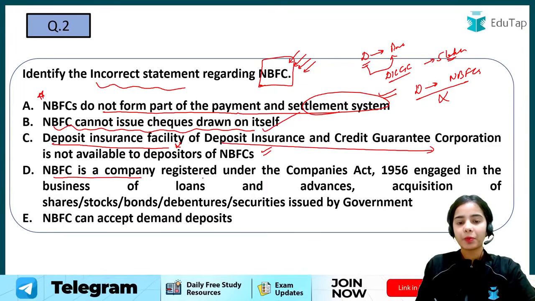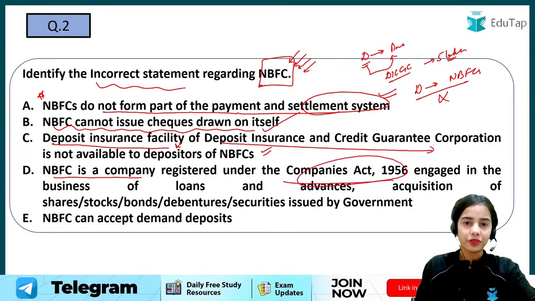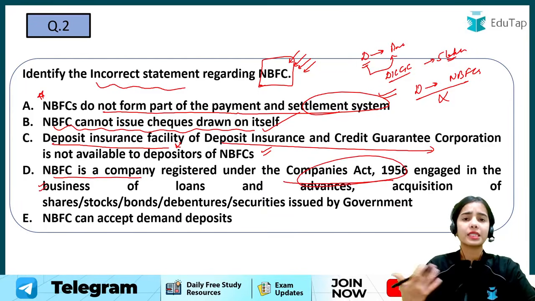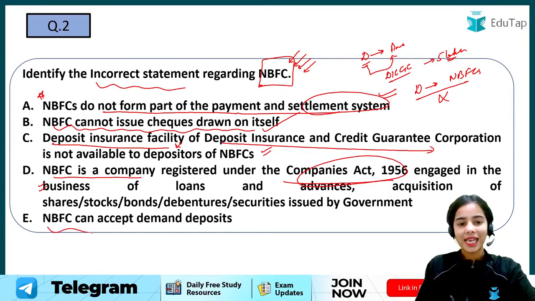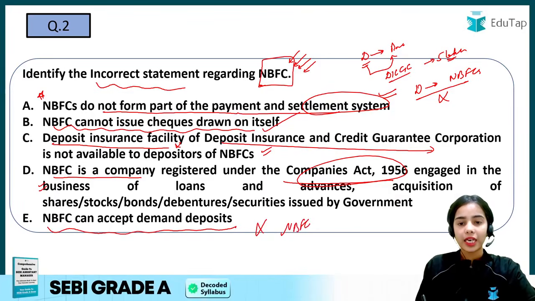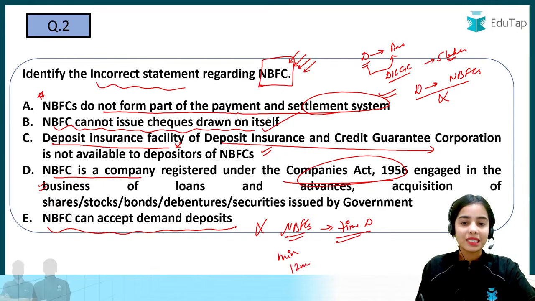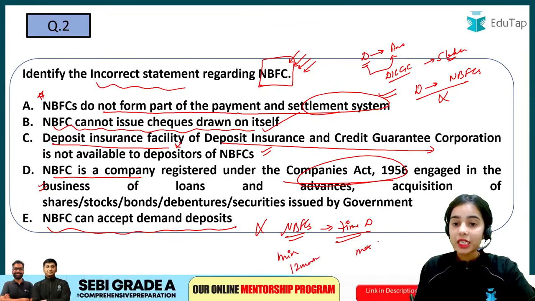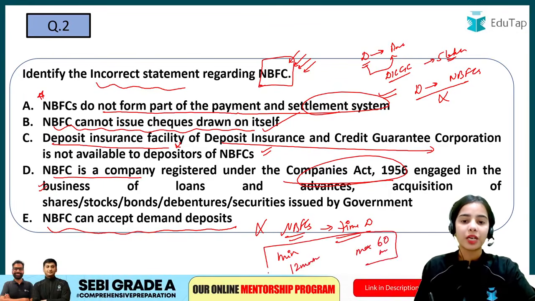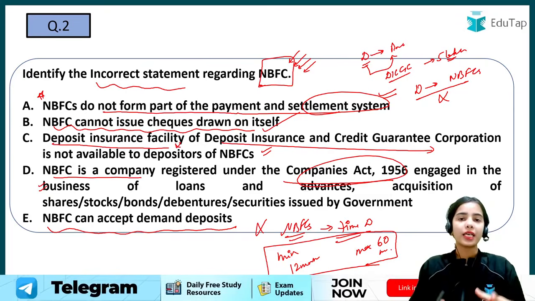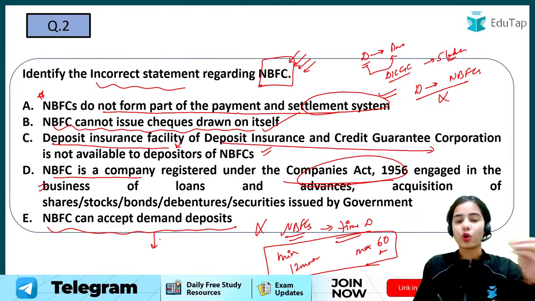The NBFC is a company registered under the Companies Act of 1956. That is also correct. It can be engaged in the business of loans, advances, acquisition and such. Can NBFCs accept demand deposits? No, the NBFCs can only accept time deposits, and that too for a minimum period of 12 months and a maximum period of 60 months. So that means they cannot accept demand deposits that can be withdrawn on demand.